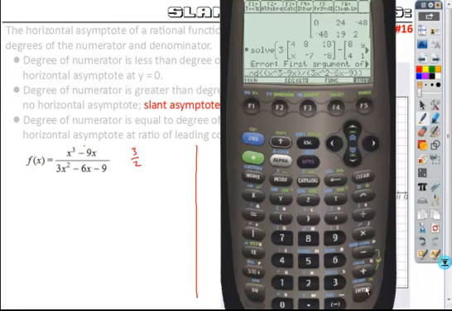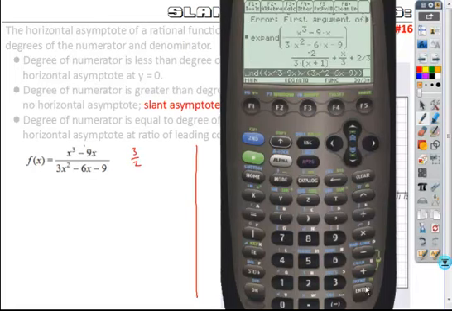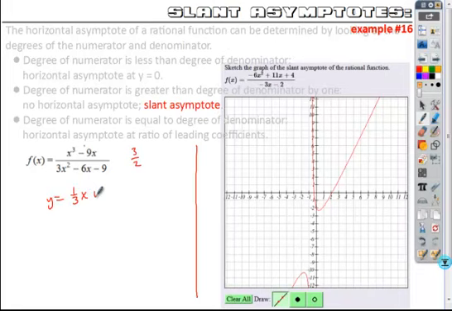And when I get this, it's going to give me my long division result, which was 1/3 x plus 2/3. And then I have this remainder, right? Well, when you're finding the slant asymptote, all you're looking for is the quotient part. You don't care about the remainder part. So my answer is going to be 1/3 x plus 2/3. So y equals 1/3 x plus 2/3. That is my slant asymptote. Okay. What that means is my graph of this function is going to approach the slant asymptote rather than the horizontal asymptote.